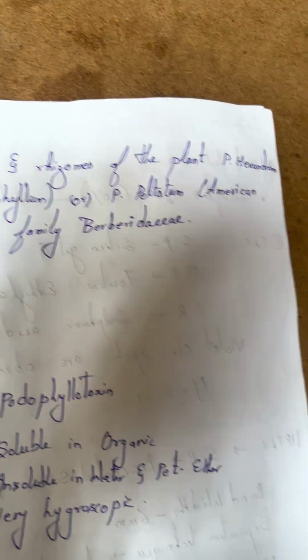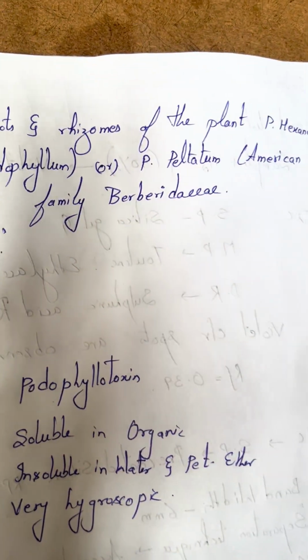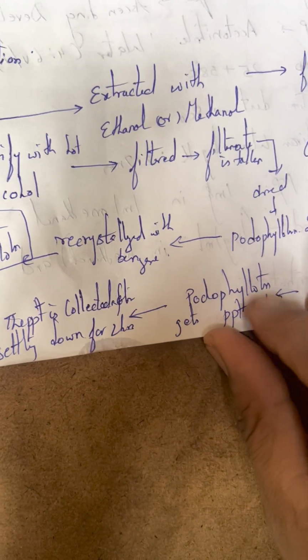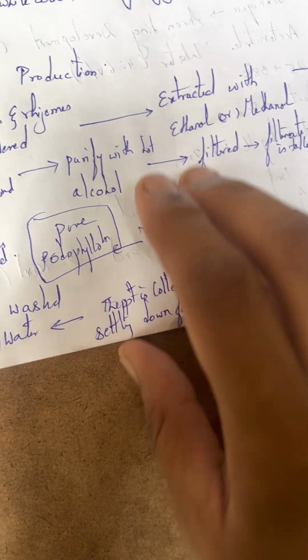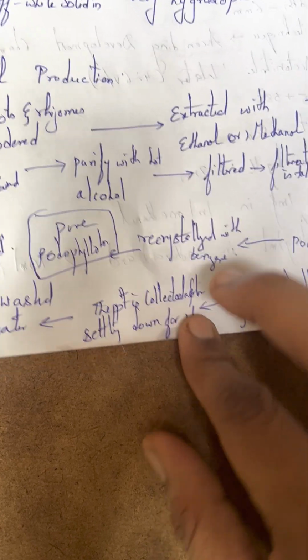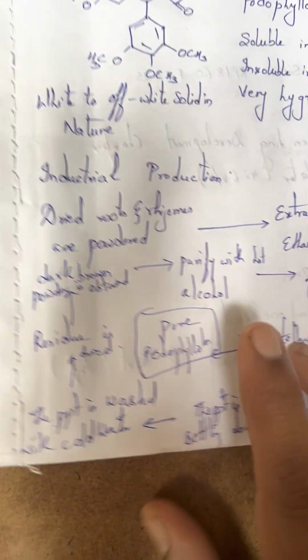Okay, so you add the acidified water and you keep it aside for 2 hours. When you keep it aside for 2 hours, the podophyllotoxin which is present gets precipitated out, it gets sedimented at the bottom. Okay, after 2 hours, if you see, it gets sedimented at the bottom. So you completely decant the upper portion and you collect the precipitate.